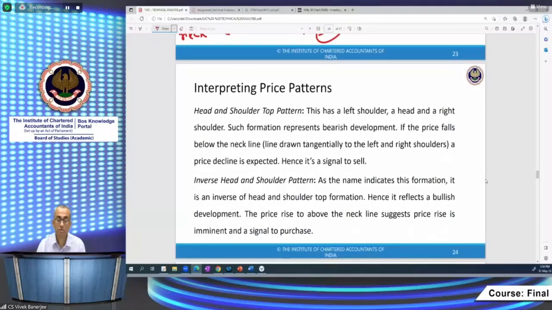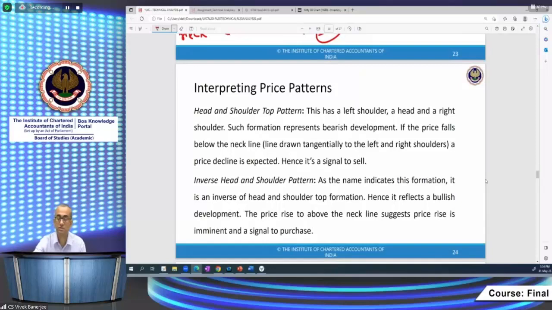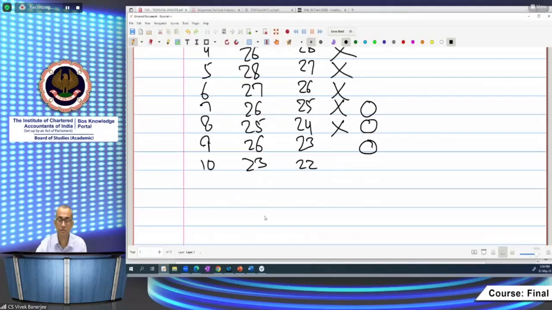Now coming to inverse head and shoulders, or inverted head and shoulders. I will again explain this inverted head and shoulders.